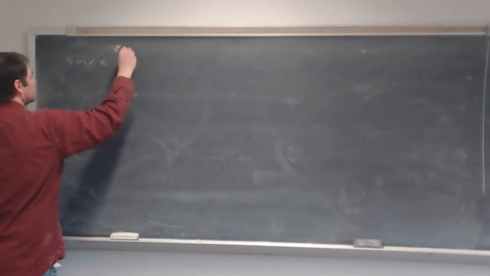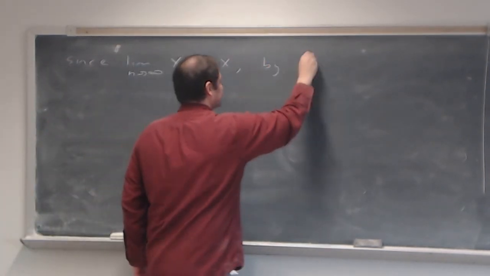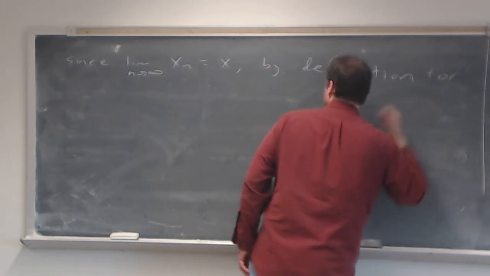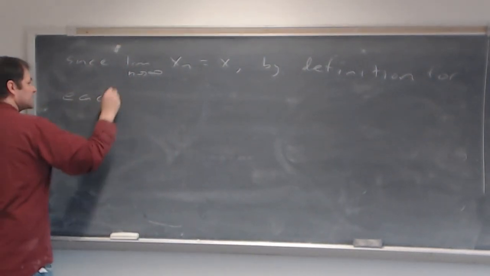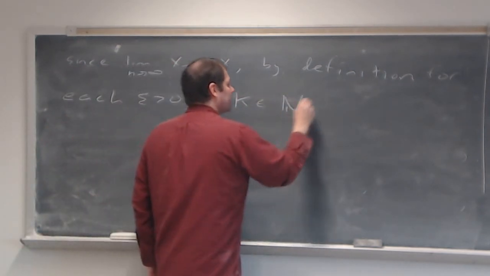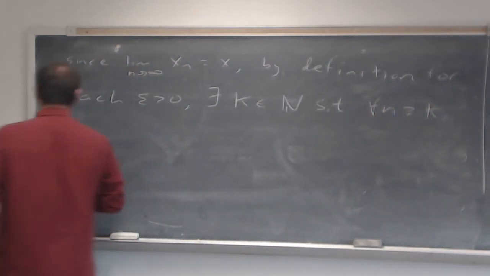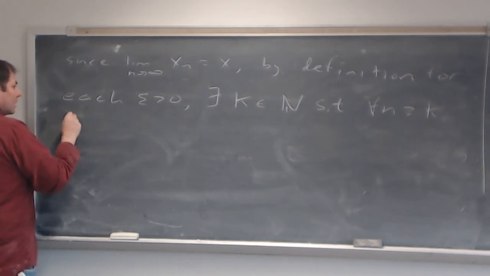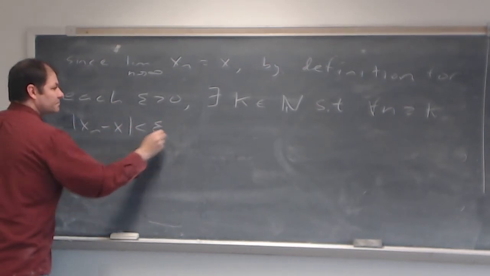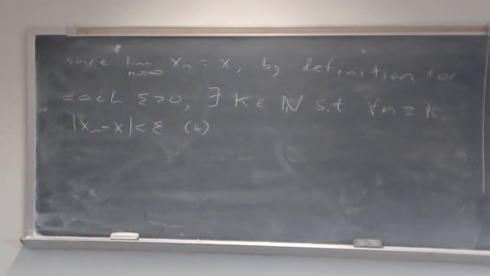Since the limit as n goes to infinity of x sub n equals x, by definition, for each epsilon greater than 0, there exists a k element of natural numbers such that for all n bigger than or equal to k, the absolute value of x sub n minus x will be less than epsilon, and that is B. So I've proven part of what I need to show. A implies B.